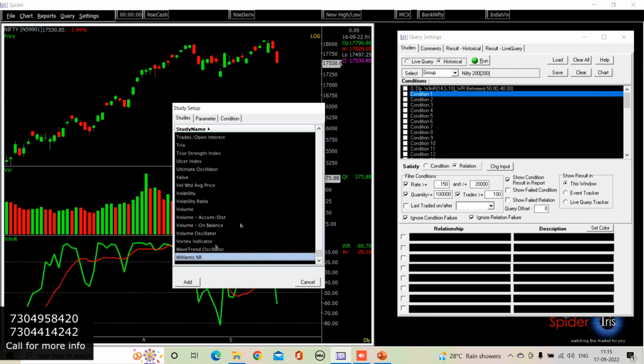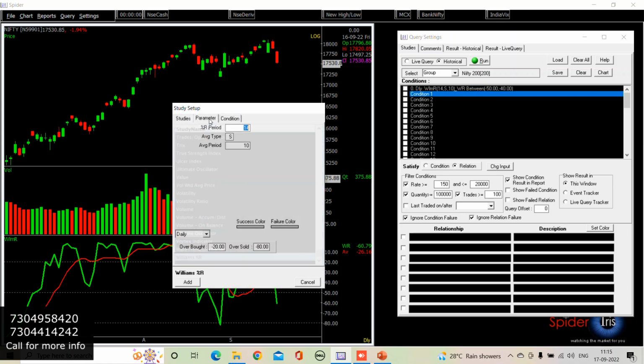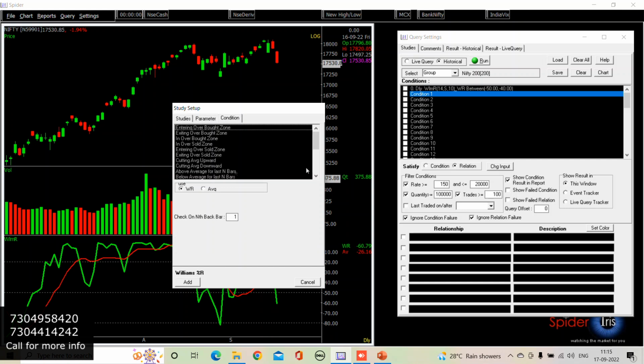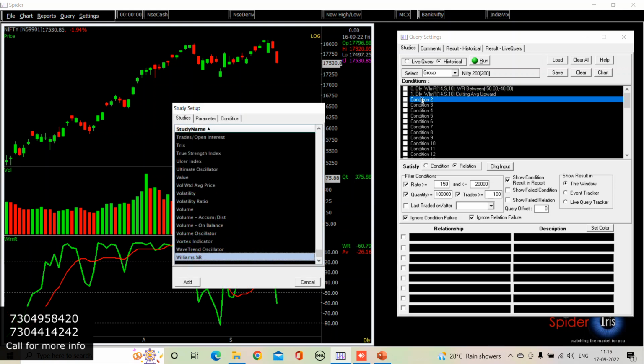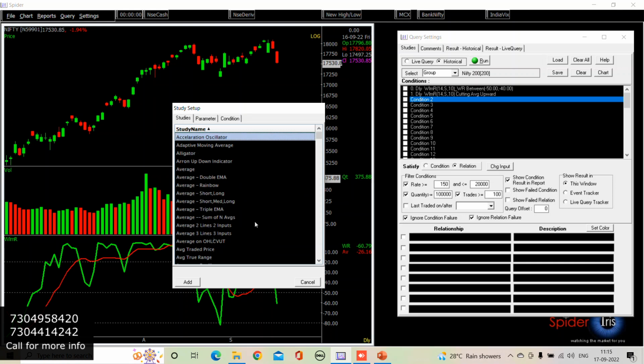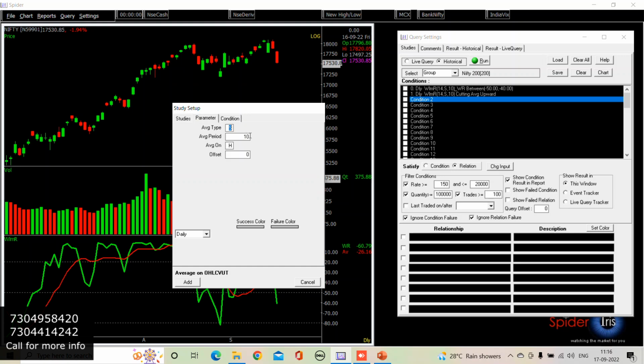Condition 1 will be Williams percent R by default parameter. Condition cutting averages upward. Check on end back bar 1. Add. Condition 2 will be average on OHLC VUT. Parameter will be simple 1. High offset will be -1.